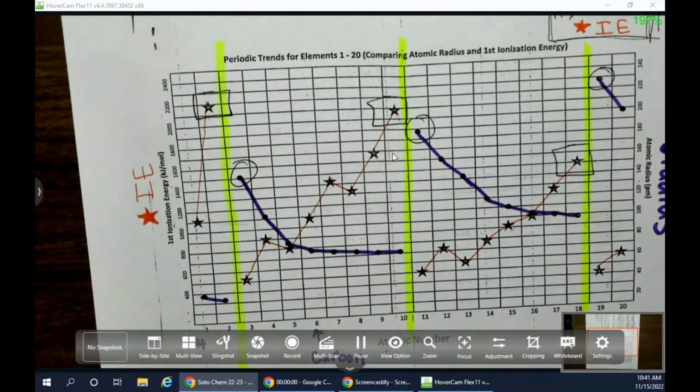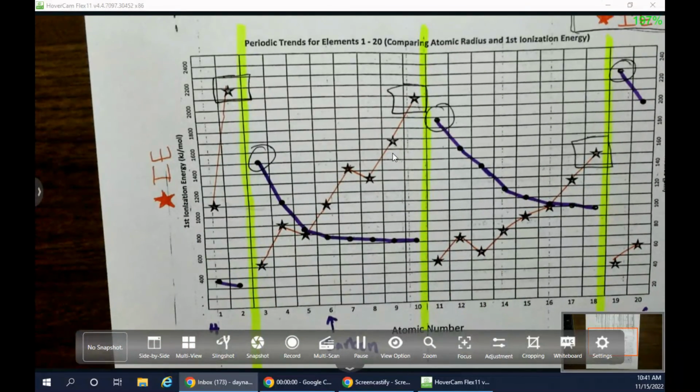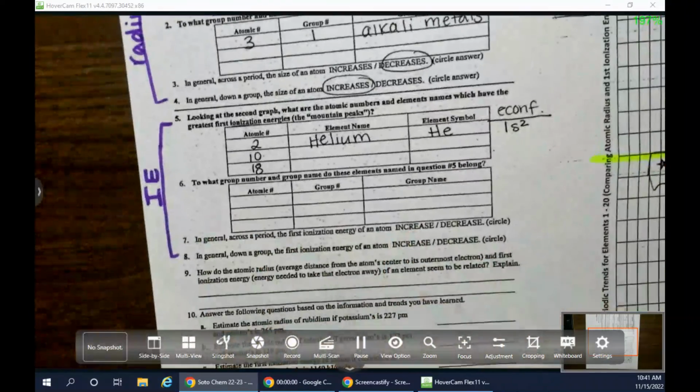All right, so you can work with a partner to finish this up and get this turned in. You should be able to finish it before you leave. Go ahead and finish that up and put it into the box when you're ready, and I'll give this back to you tomorrow to put right into your journal. Okay? Yes, 2, 10, 18 for your ionization energies.